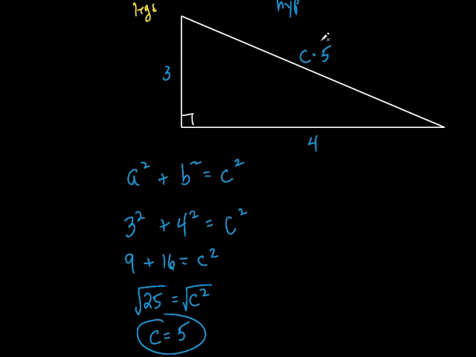Later on in the chapter, we'll talk about some special triangles, special right triangles. And this is one of them. It's called a 3, 4, 5 right triangle. So you'll be taking the SATs if you haven't already.